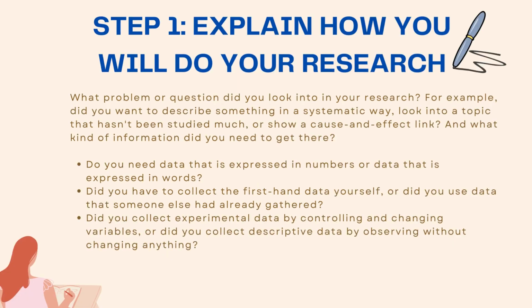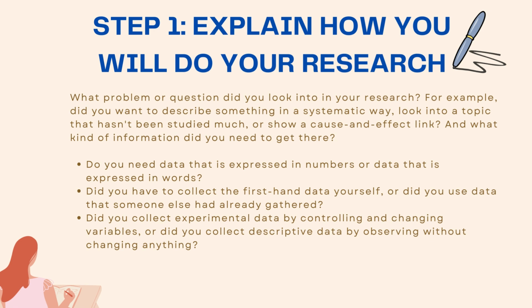Step 1. Explain how you will do your research. Start by explaining how you plan to do the research as a whole. What problem or question did you look into in your research? For example, did you want to describe something in a systematic way, look into a topic that hasn't been studied much, or show a cause and effect link? And what kind of information did you need to get there?